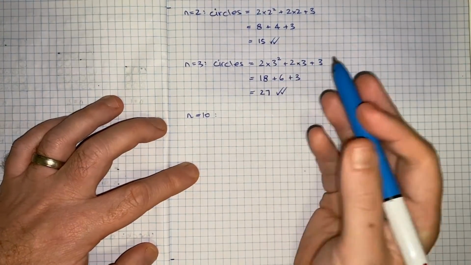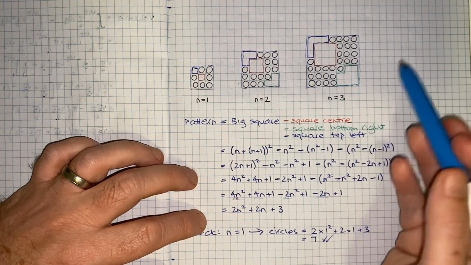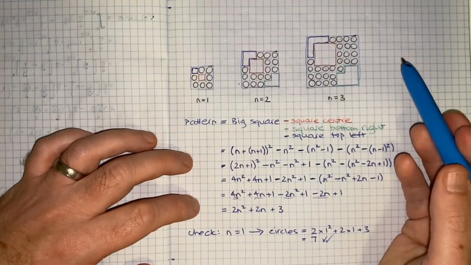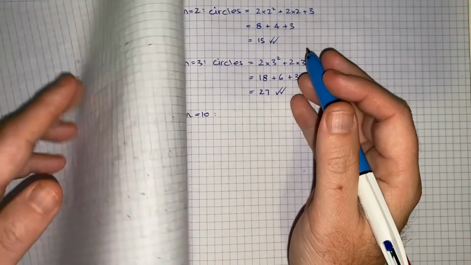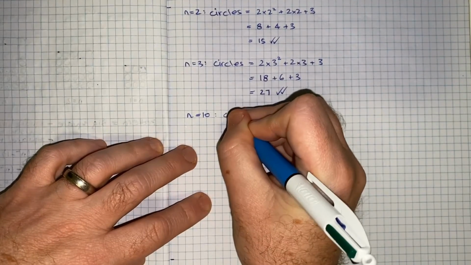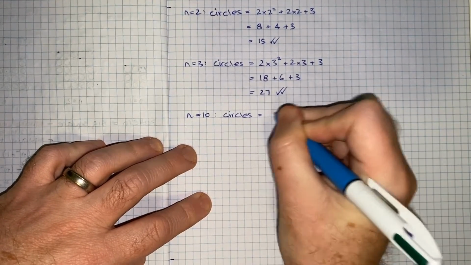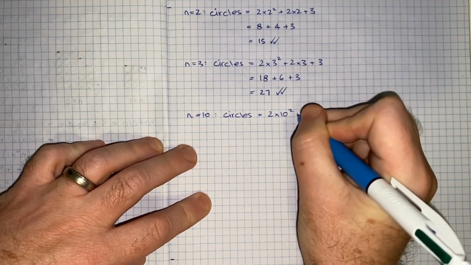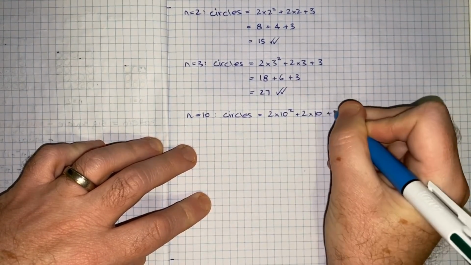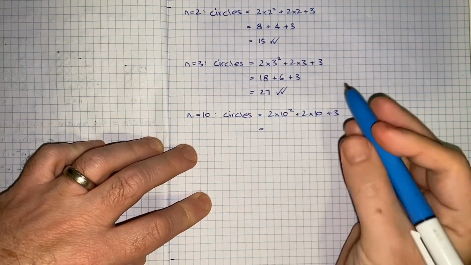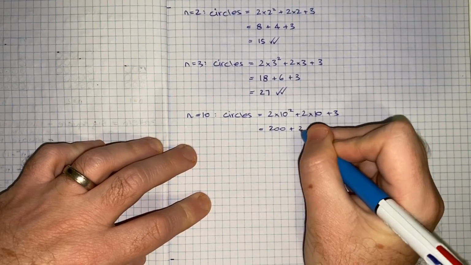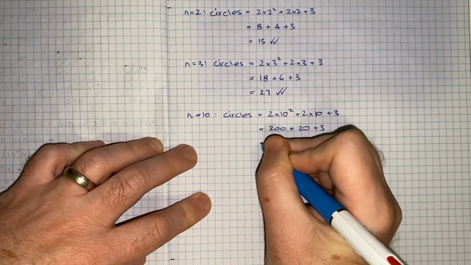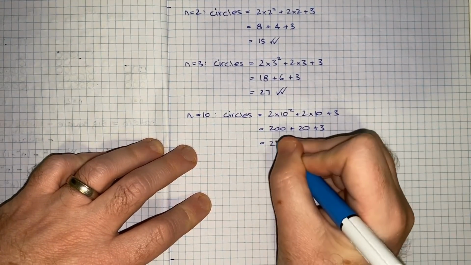Rather than trying to manually draw up the pattern and expand it, now we can save ourselves the time and just plug it into this formula. So when n is equal to 10, the number of circles, I believe, would be 2 times 10 squared plus 2 times 10 plus 3. 2 times 10 squared is 100, so that's 200, plus 2 times 10 is 20, plus 3. That's going to be 223.